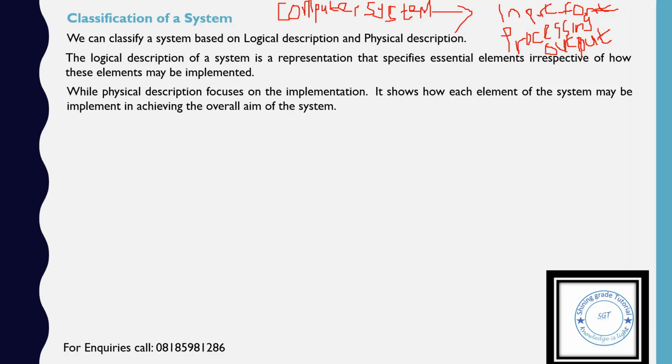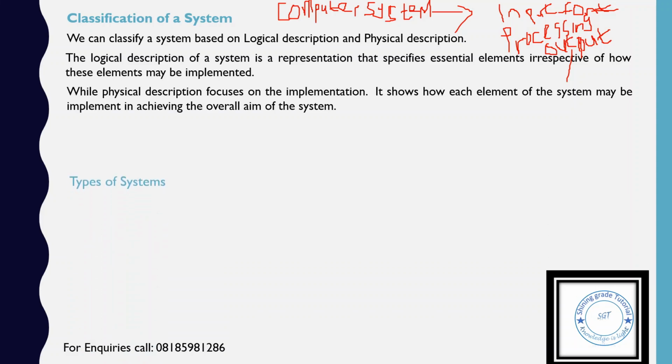Alright, so that is input. Now processing: how is this being processed? How do we achieve the aim of converting inputs to outputs? How is that being achieved? We make use of software. We are still on physical description. And output, how do we generate our output? What are the things that will be needed? How is the output being implemented? How is it being used? When we have an output, we already have information. How is the information being utilized? That is the aspect of physical description of implementation. So that is the difference between the logical description of the system and the physical description of the system.